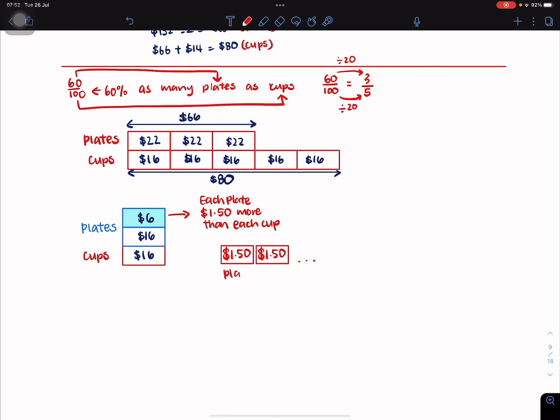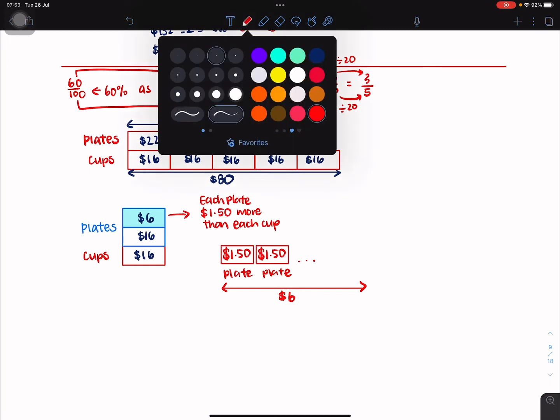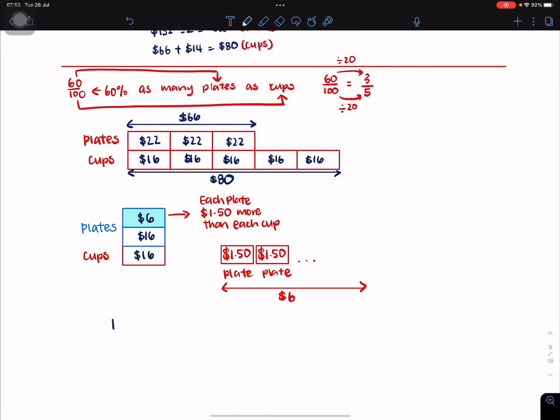So this one is one plate. But remember, they will add up to a total of $6. So we are going to find out right now how many plates there are in 1 unit. So 1 unit would be equivalent to 6 divided by $1.50. And that will give us 4. I've got 4 plates or 4 cups.